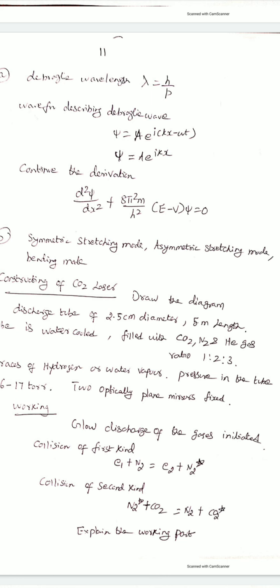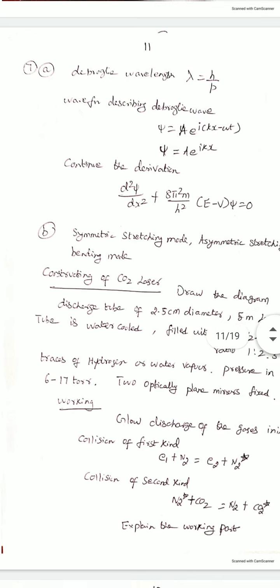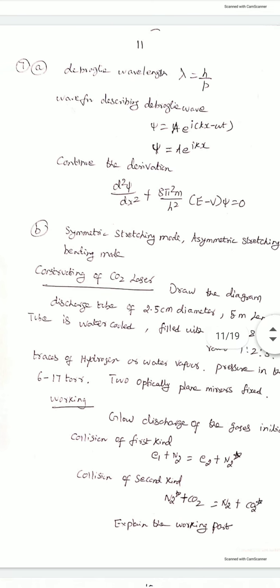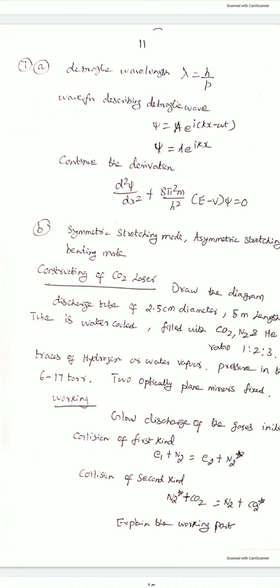And then for construction of the CO2 laser, you have to draw a neat diagram, and then this discharge tube has a diameter of 2.5 centimeter and the length is 5 meter. Then you have to mention the tube is filled with a mixture of gases CO2, N2 and helium, in the ratio 1:2:3. So you should highlight all these points. Then the pressure in the tube is 6 to 17 torr, and the tube is closed by 2 optically plane mirrors. One side is completely silvered and the other side is partially silvered.